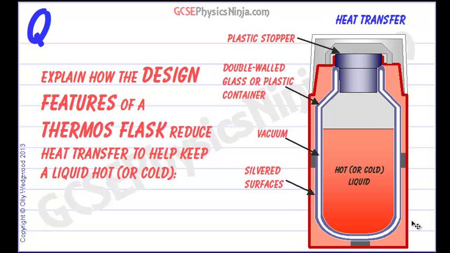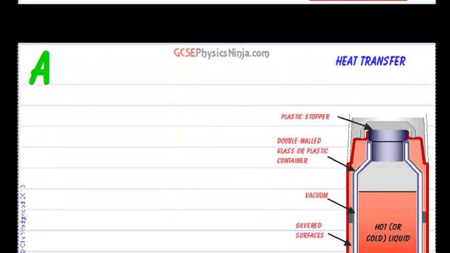An excellent example of how we can use design to reduce heat transfer, practically, for example to keep a liquid hot or even to keep a liquid cold, is a thermos flask, sometimes called a vacuum flask. You need to know the design features and why and how they stop heat from being lost from the hot liquid or the cold liquid. So let's have a look at these design features.